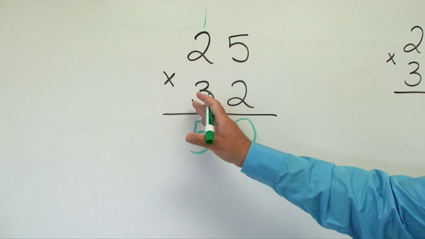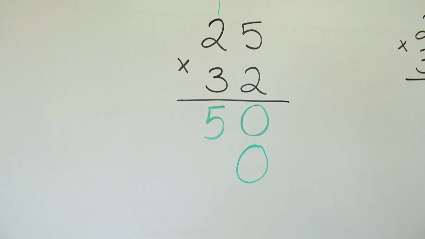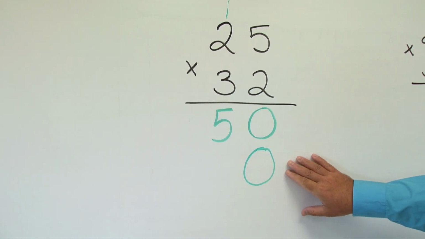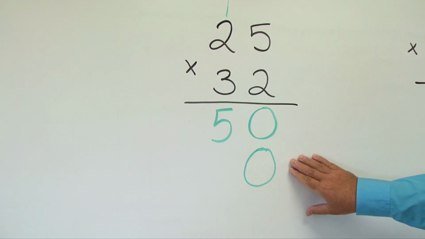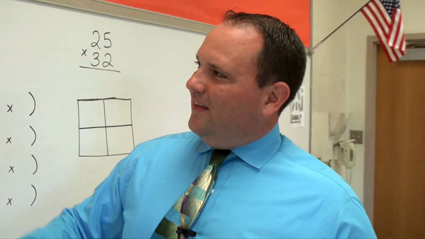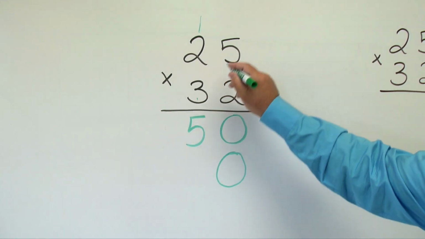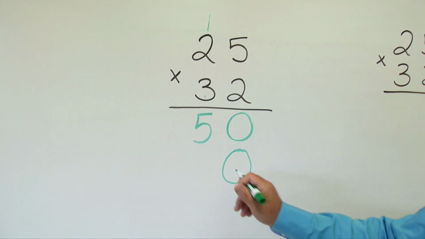We're going to now move into multiplying in the tens place. So we're going to put a placeholder 0 here. That's the step that a lot of people forget. This is what I call step 3 in my classroom, and my students sure know what step 3 is, believe me.